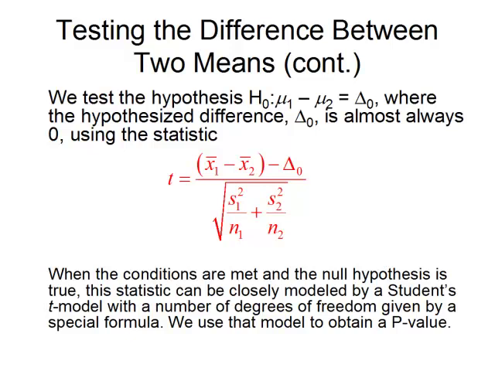Using this statistic, t equals x bar 1 minus x bar 2 minus delta sub 0 divided by the square root of s1 squared over n1 plus s2 squared over n2. When the conditions are met and the null hypothesis is true, this statistic can be closely modeled by a student's t-model with a number of degrees of freedom given by a special formula. We use that model to obtain a p-value.